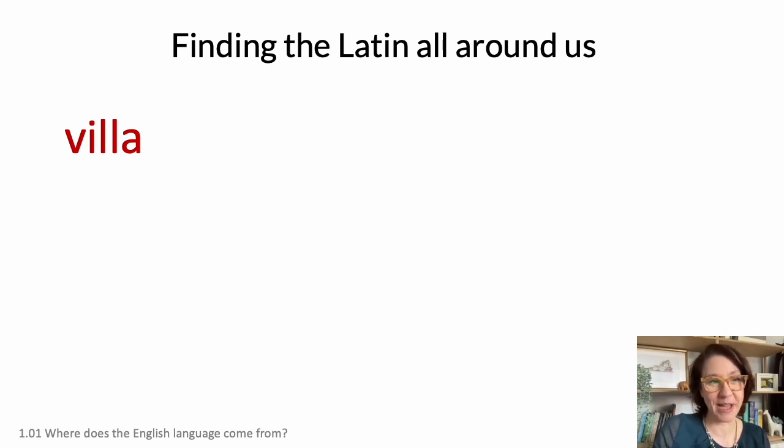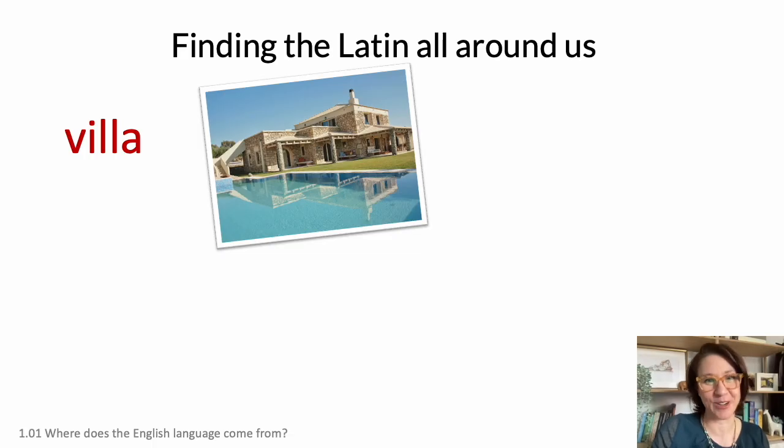Anyway, quite aside from that, what do you think it means? Here's a little picture clue. So if you said something like house or home, that'll do. Because a villa is still a word we use today, a very specific kind of home, one that we probably would rent in the Mediterranean when we go on holiday, but it's still a word that's used.